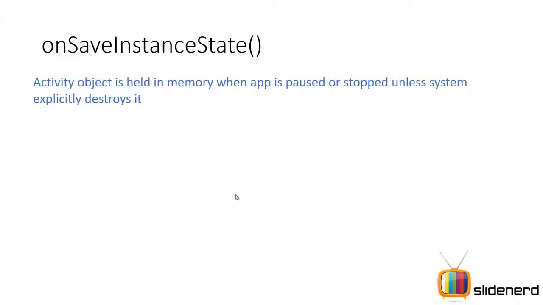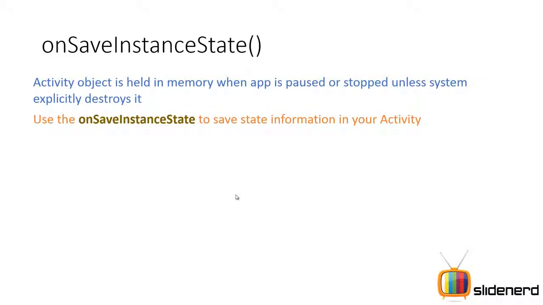So that being said, if you guys remember, your activity object is always held in the memory when the app is paused or destroyed, unless your system actually has no memory left to save the activity, right? So that being said, whenever your activity is paused, your onSaveInstanceState is called to save information.